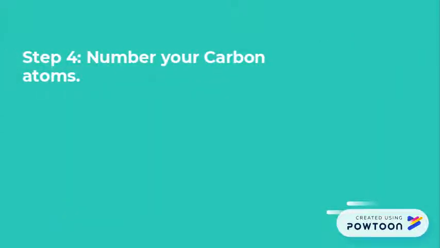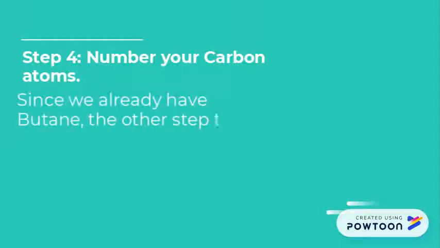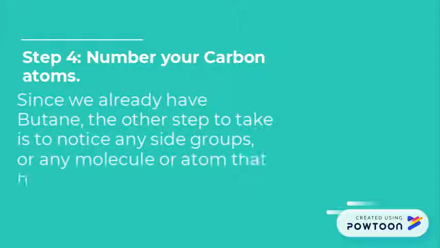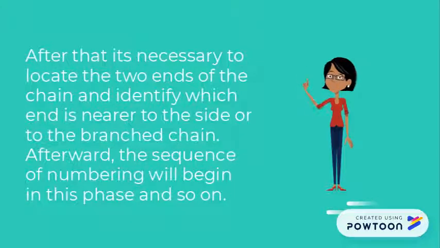Step 4. Number your carbon atoms. Since we already have butane, the next step is to notice any side groups or any molecule or atom that hangs from your longest chain. After that, it's necessary to locate the 2 ends of the chain and identify which end is nearer to the side or to the branched chain. Afterward, the sequence of numbering will begin in this phase and so on.